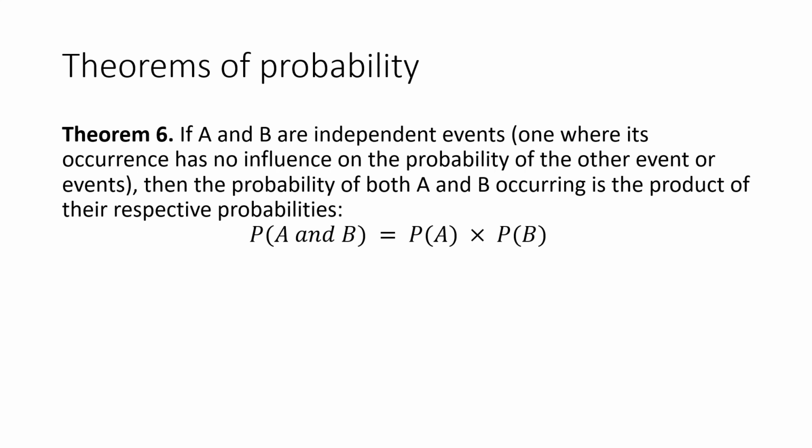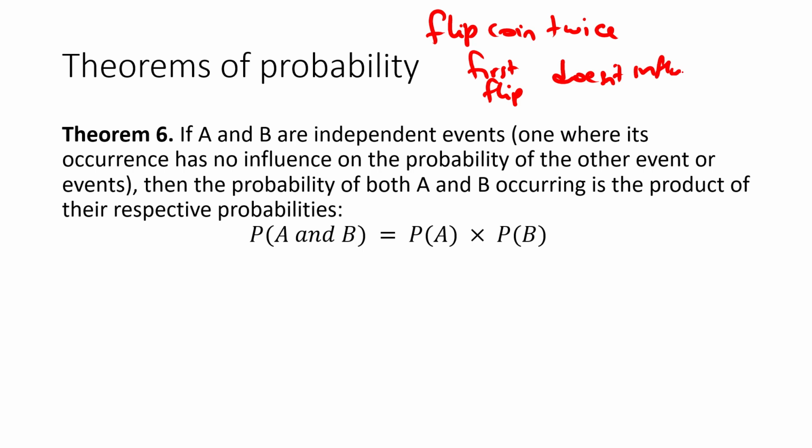The simple example is flipping a coin twice. The first flip does not influence the second one. They are independent, okay? Or flip a die. It doesn't influence. Or the weather today: it may have a low probability of influencing the weather tomorrow, but they are almost independent.